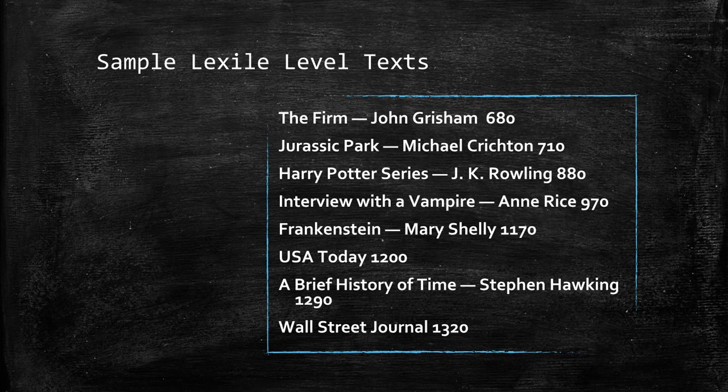These right here are samples of Lexile level text. To be able to read the Wall Street Journal, you need a 1320 Lexile score to comprehend it. Also on here you have, I believe, USA Today, which is a 1200 Lexile. So these are just examples of types of text and what kind of reading level a student needs to be on when reading this type of information.